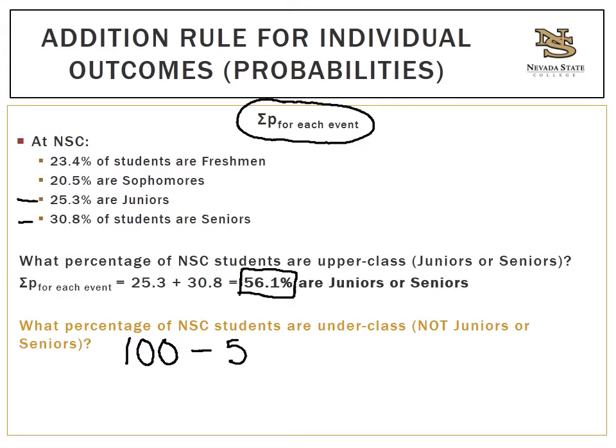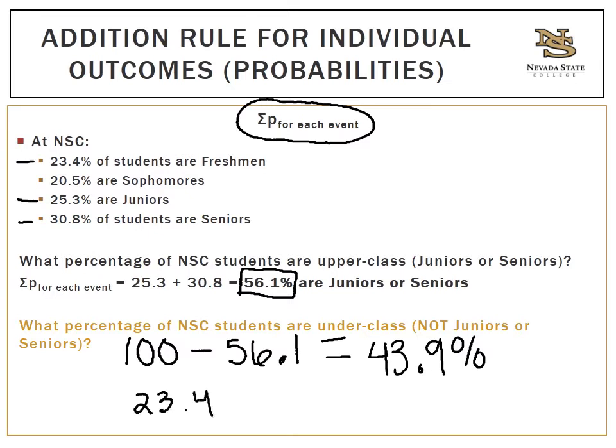So 56.1, and you end up with 43.9% are not juniors or seniors, or in other words, are freshmen or sophomores. You could also take the percentage of freshmen, 23.4, right, from here, plus the percentage of sophomores, 20.5 from here, and guess what? You get 43.9%.